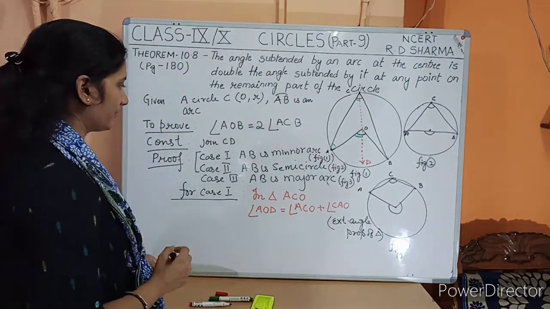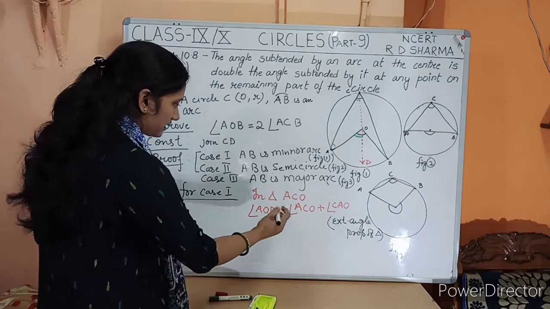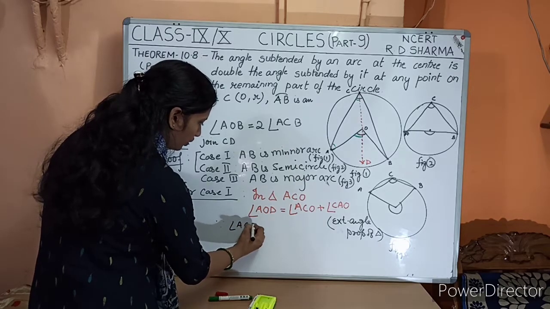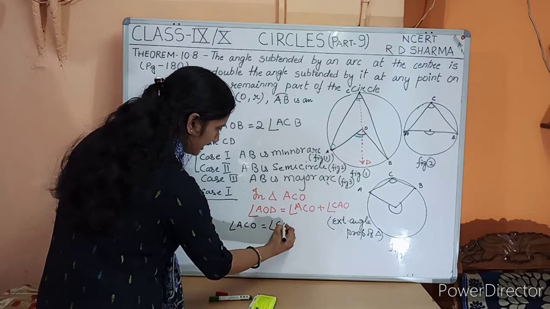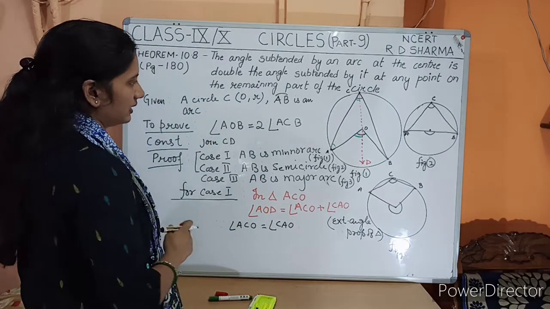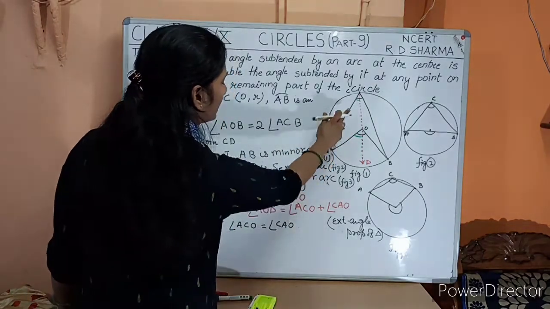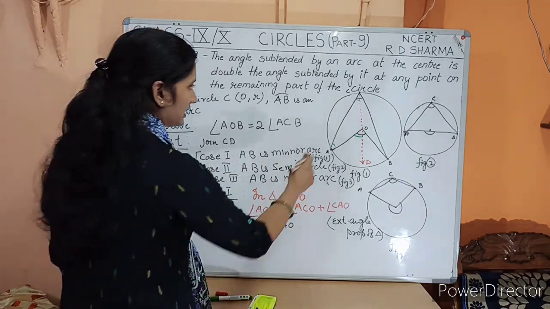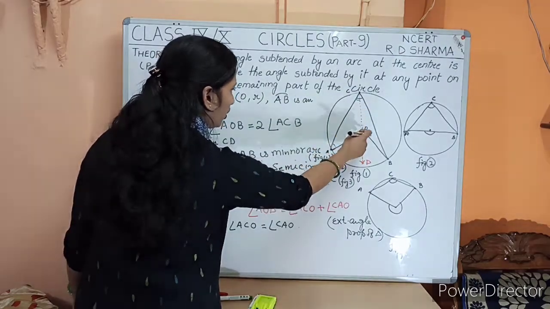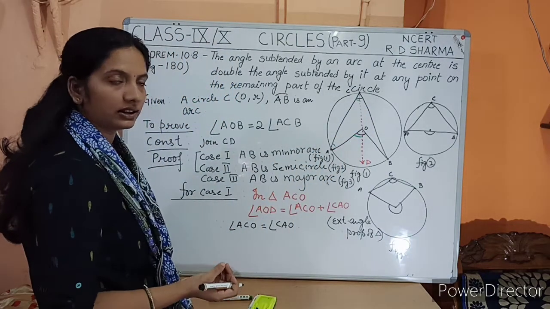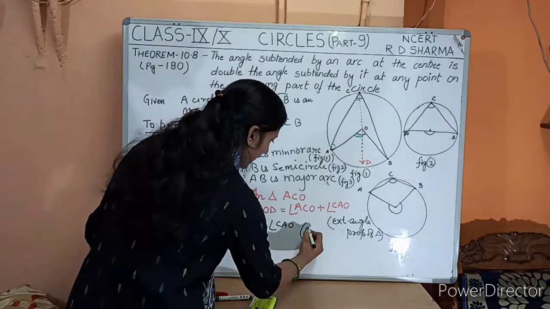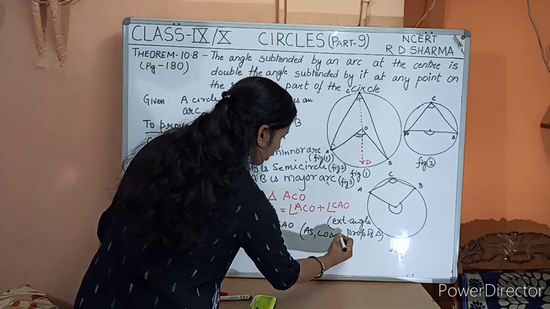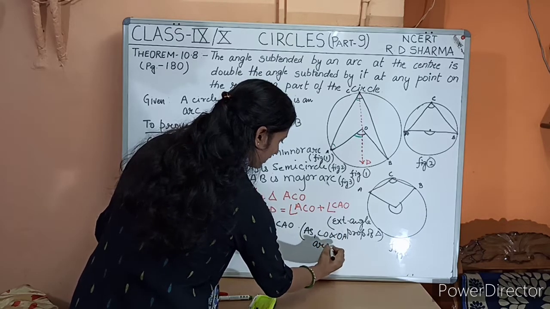Okay, and can you see here, since angle ACO is equal to angle CAO, this angle and this angle are going to be equal here. Can you tell me the reason why? The reason is that CO and OA are radii, as CO and OA are radius.